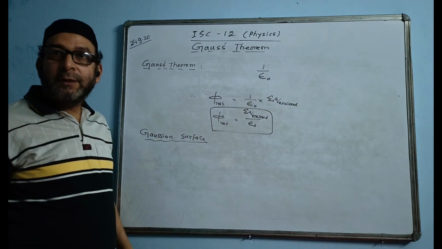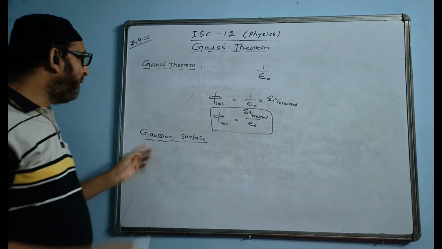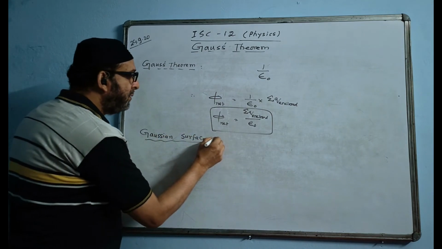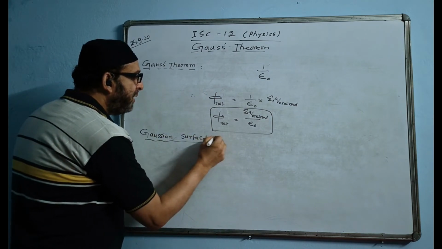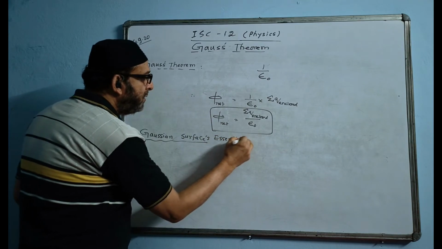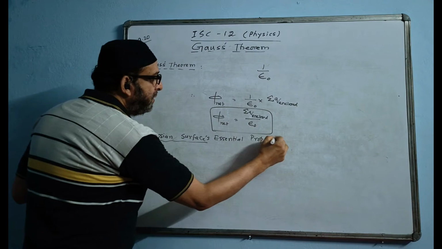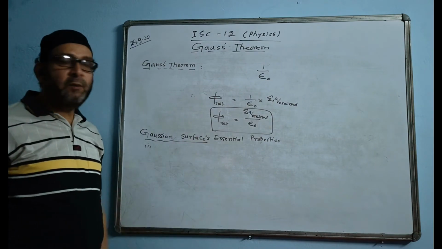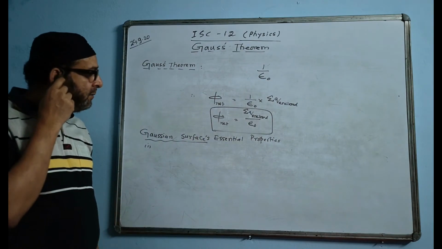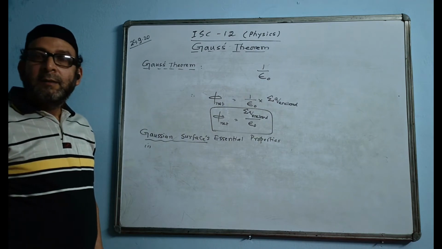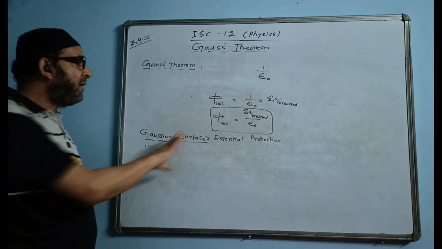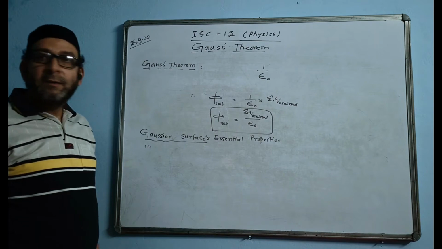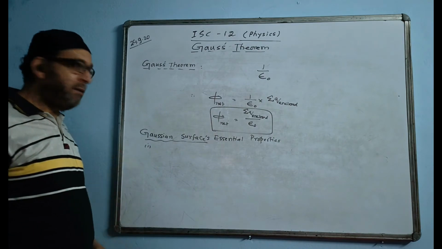What are the essential properties of a Gaussian surface? You can give the heading, essential properties of a Gaussian surface. That is important. Number one, the first one you write: it is a closed surface. The surface has to be a closed surface because this formula is applicable only for a closed surface. That is point number 1.